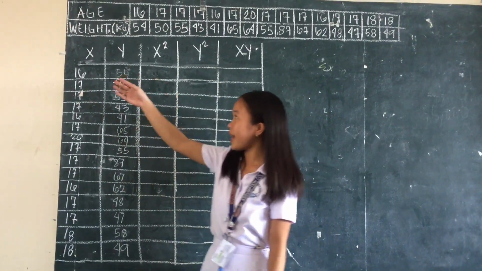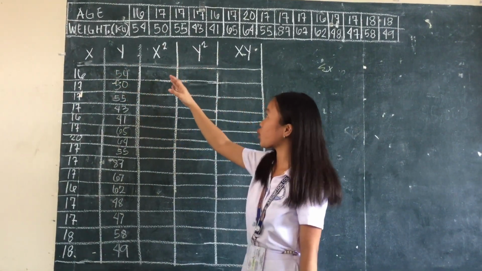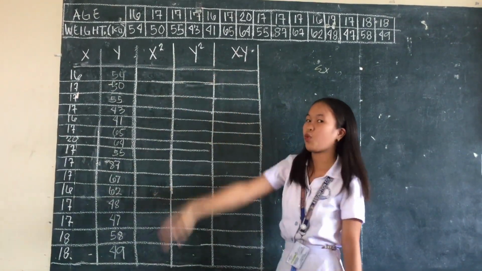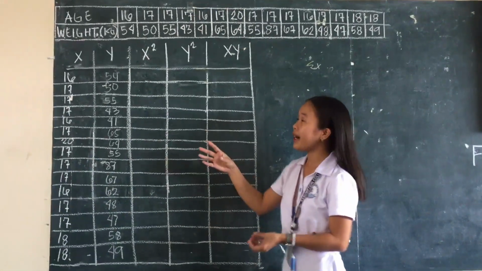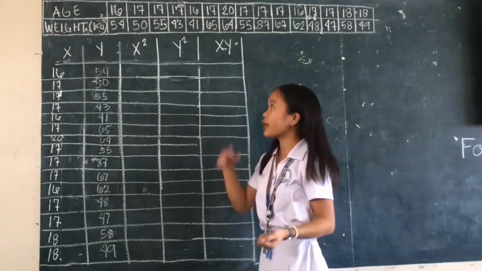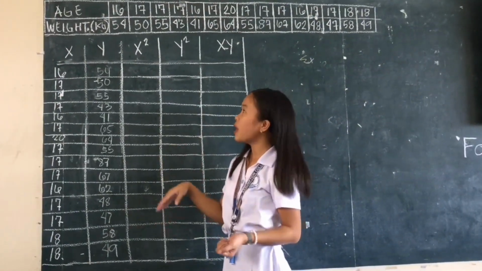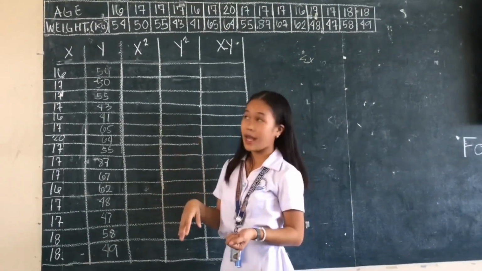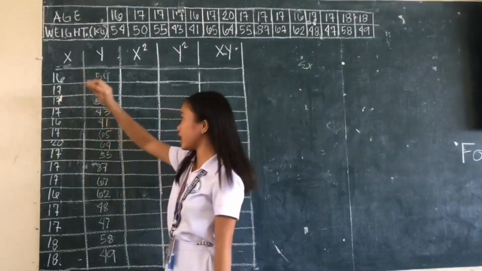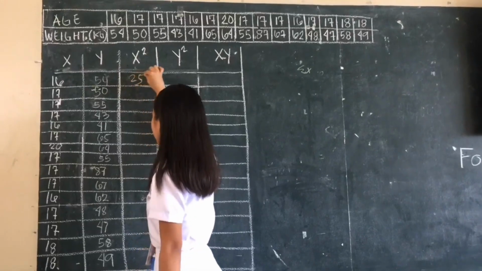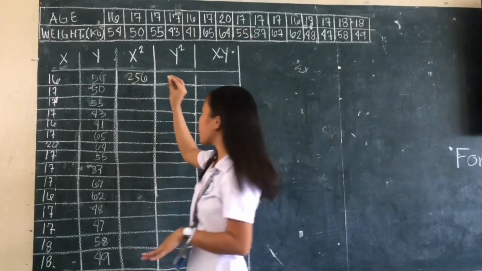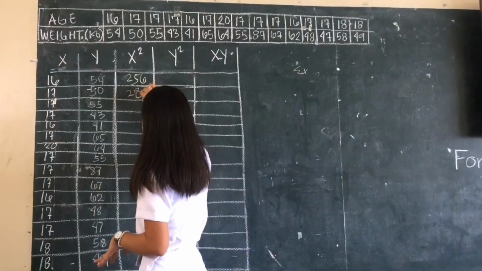So first x, second y, third x squared, next y squared, and last is xy. Our x is the value of age and our y is the value of weight. To get the value of x squared, we need to multiply the value of x by itself. So 16 times 16 is equal to 256, and 17 times 17 is equal to 289.